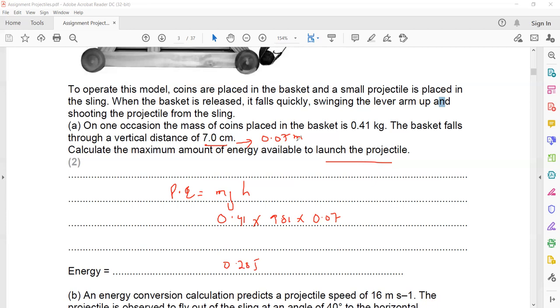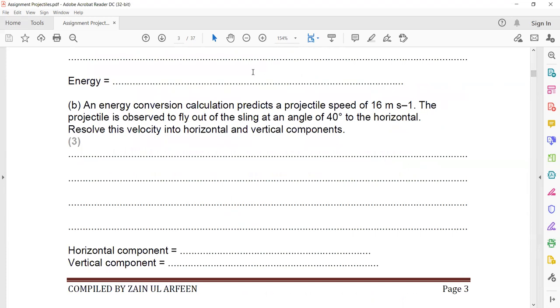The next part, an energy conversion calculation, predicts that the projectile speed is 16 meter per second. So this projectile, the missile, is launched with a speed of 16 meter per second, and it is observed to fly out from a sling at an angle of 40. So it's making an angle of 40, so it's not exactly horizontal. It is coming out with a speed of 16 meter per second and making an angle of 40 degrees. Resolve the velocity into horizontal and vertical components. So how can we work out the horizontal and the vertical component? So we have the velocity given, 16 meter per second, making an angle of 40.